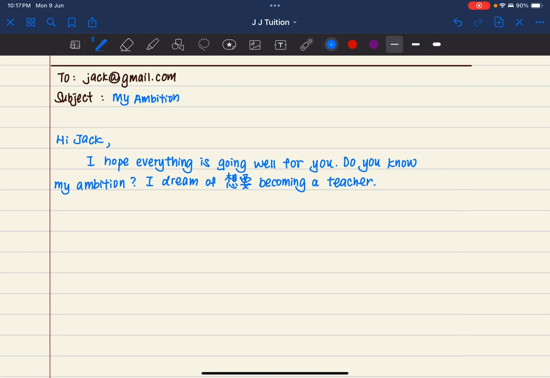So why do you want to become a teacher? Maybe you can write down, just now we already explained, one of the points is sharing knowledge. When you share knowledge with the students, you feel very happy, you feel happiness or joy. You can write like this. So this is your second point. You need to answer the second point. So I write down, I find joy and happiness in sharing knowledge.